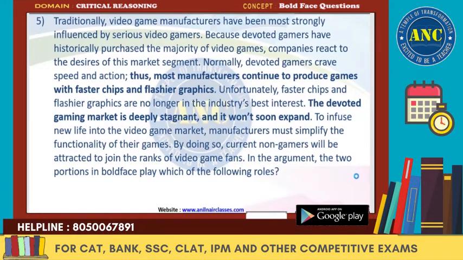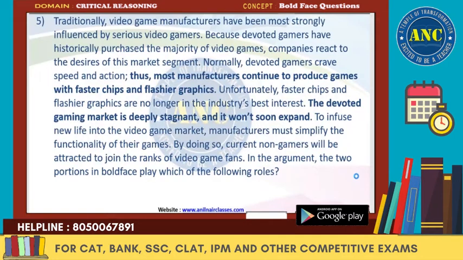Traditionally, video game manufacturers have been most strongly influenced by serious video gamers, because devoted gamers have historically purchased the majority of video games. Companies react to the desires of this market segment. Normally, devoted gamers crave speed and action. Thus, most manufacturers continue to produce games with faster chips and flashier graphics. Unfortunately, faster chips and flashier graphics are no longer in the industry's best interest.